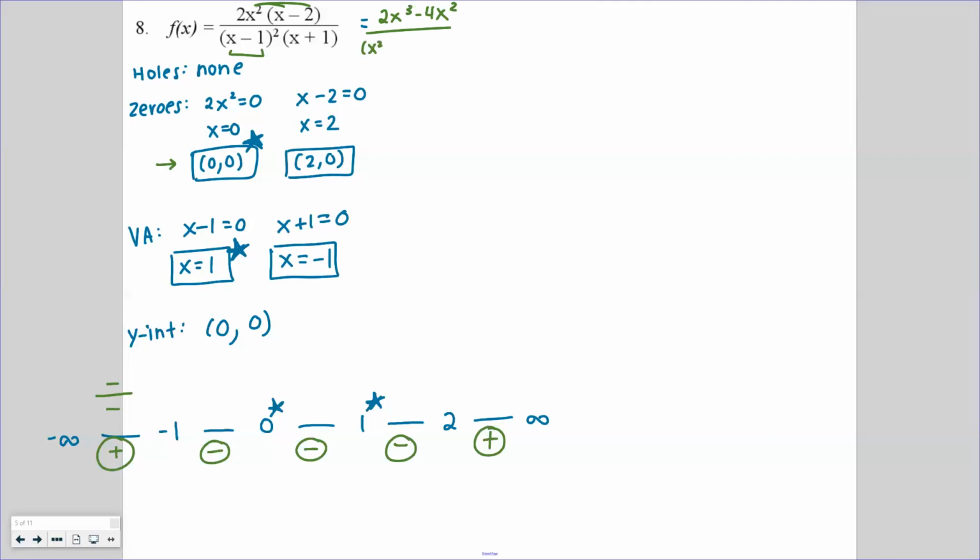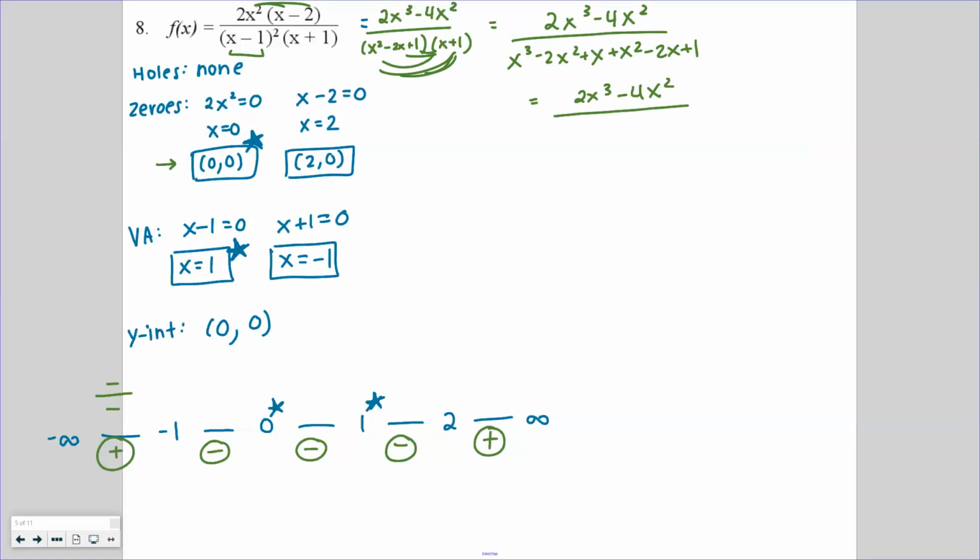So this is going to become x squared minus 2x plus 1 times x plus 1. All right, I'm going to distribute, or FOIL. If you like to use the box method to multiply polynomials, it's fine, whatever you like. That's going to be x cubed minus 2x squared plus x squared minus 2x plus 1. Okay, after we multiply everything together, this is what my function looks like. Now I've got to use that in order to do the division.